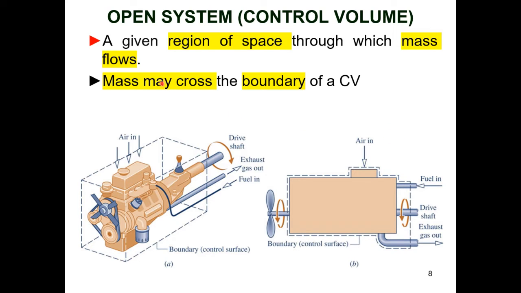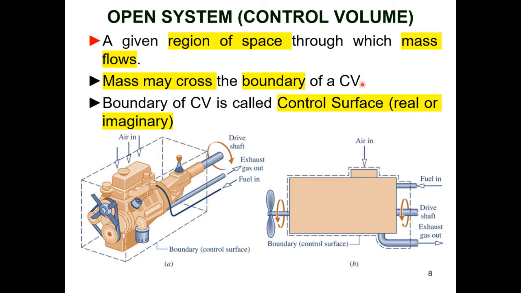Okay, so mass may cross the boundary of the CV. CV is control volume. The boundary of the CV is called the control surface, real or imaginary. Okay, so you have a control surface. Normally we will draw it as a dotted line.